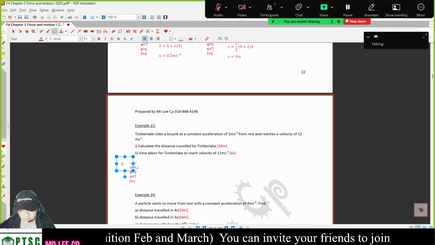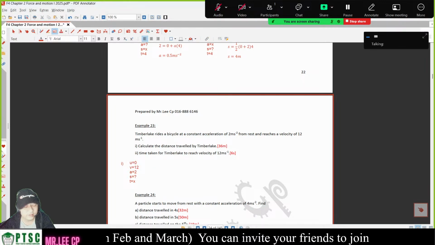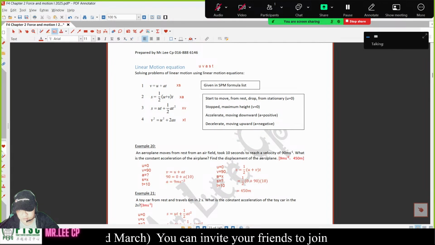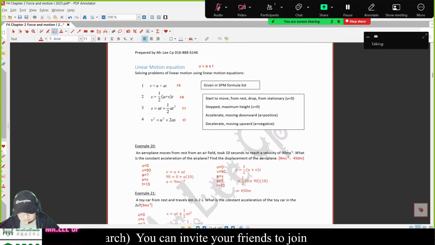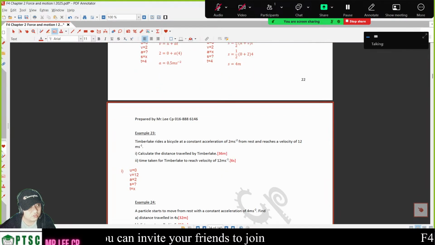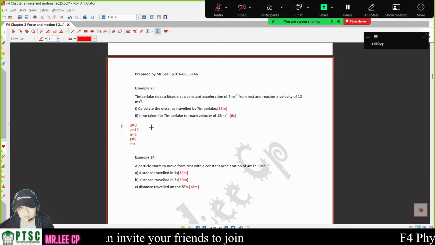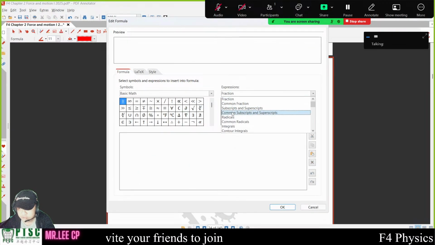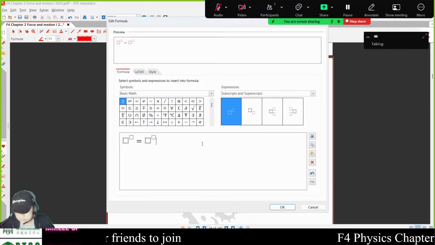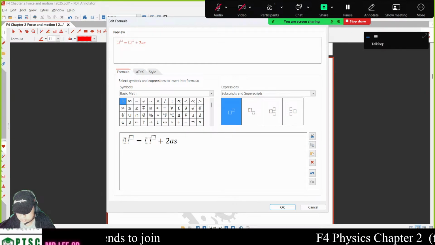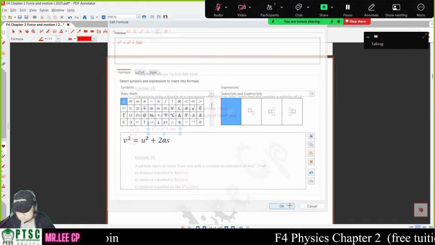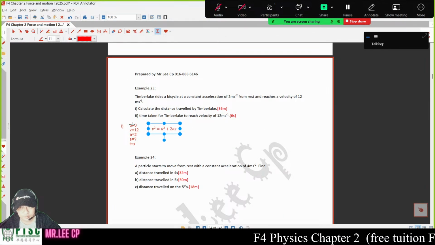So no time, we are going to use the fourth formula. No T is the fourth formula. Right? 1, 2, 3, 4. The fourth formula, no T. V squared is U squared plus 2AS. Substitute this one in.